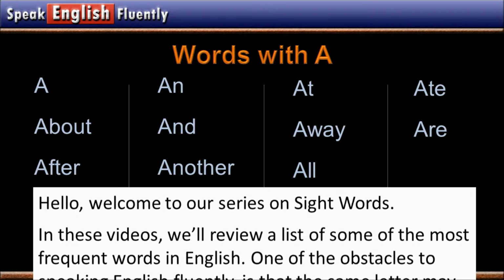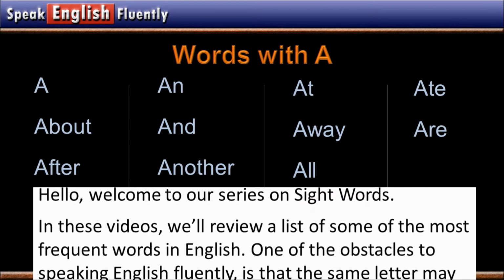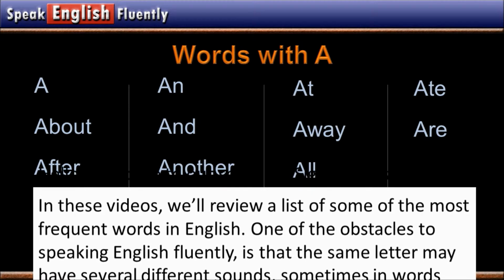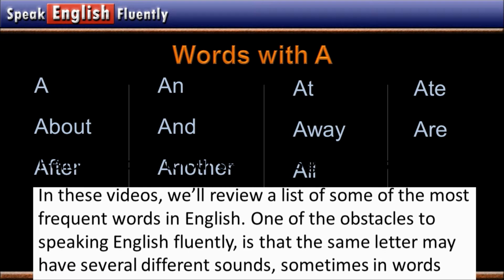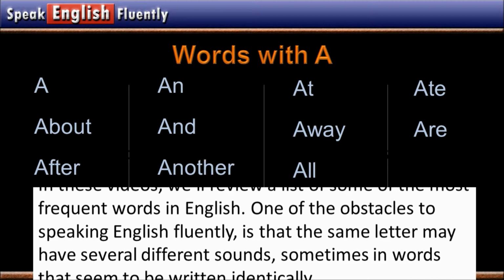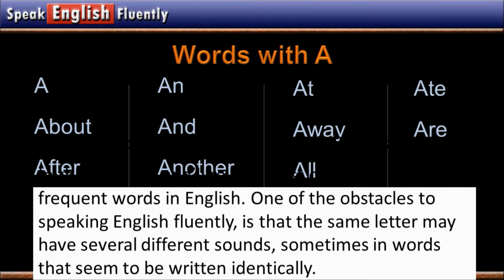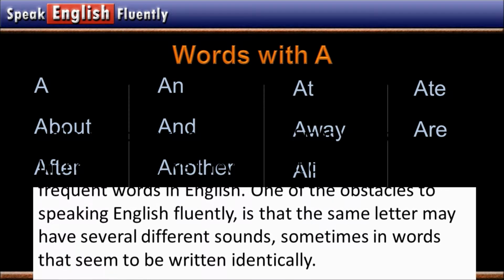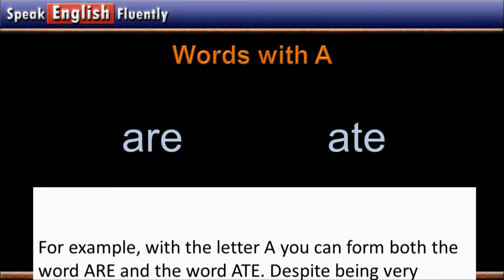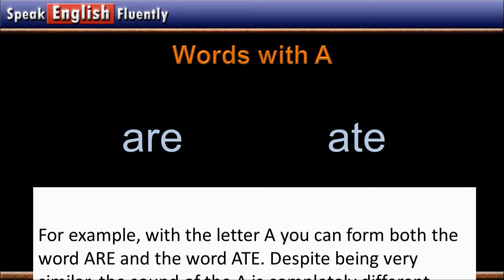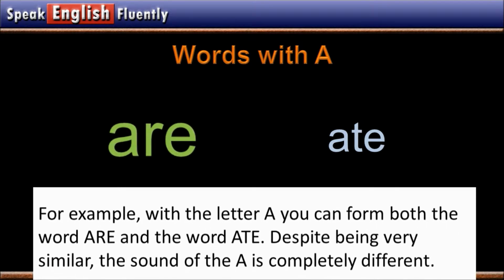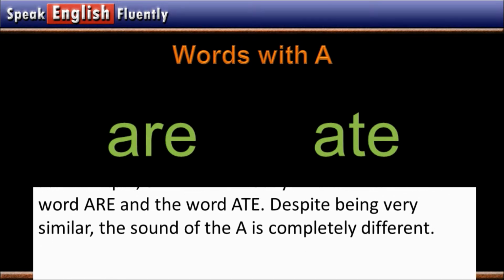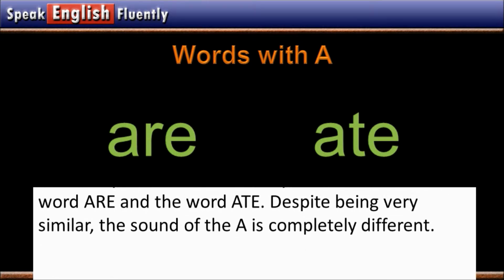Hello, welcome to our series on sight words. In these videos, we'll review a list of some of the most frequent words in English. One of the obstacles to speaking English fluently is that the same letter may have several different sounds, sometimes in words that seem to be written identically. For example, with the letter A, you can form both the word are and the word ate. Despite being very similar, the sound of the A is completely different.